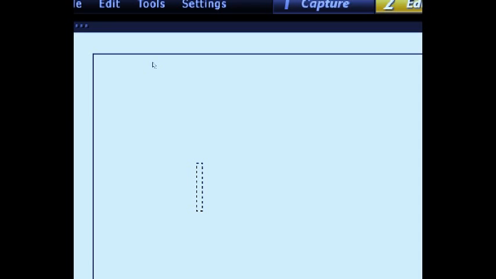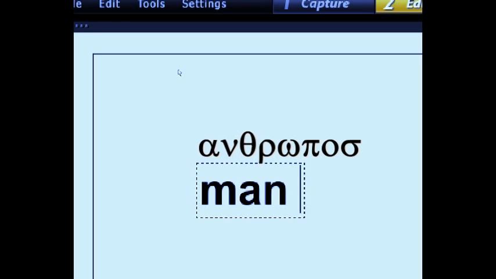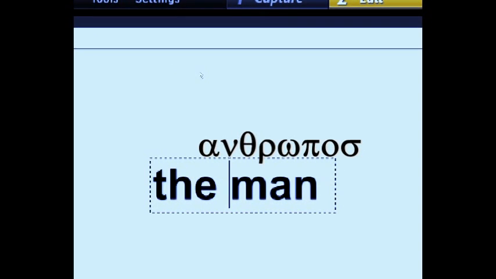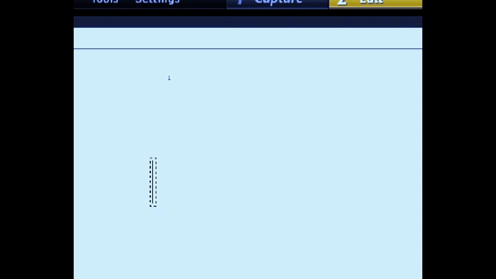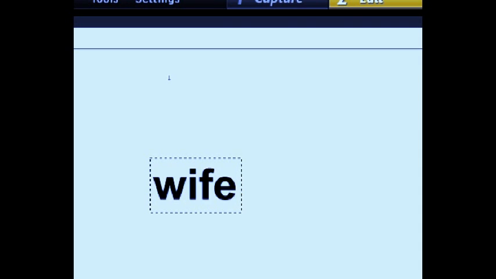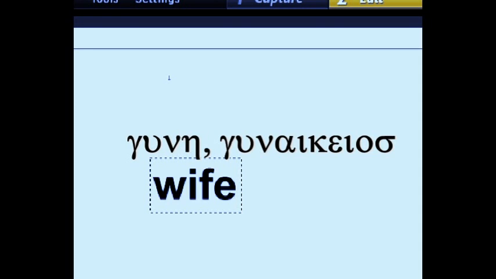Now, let's say in Greek you have man, or anthropos, M-A-N. If you just have that and you don't have the definite article, you're going to know in Greek it means "a man." Or if you're going to say wife, W-I-F-E. All right. He who finds a wife finds the good things, sometimes anyway. So anyway, that's the deal.